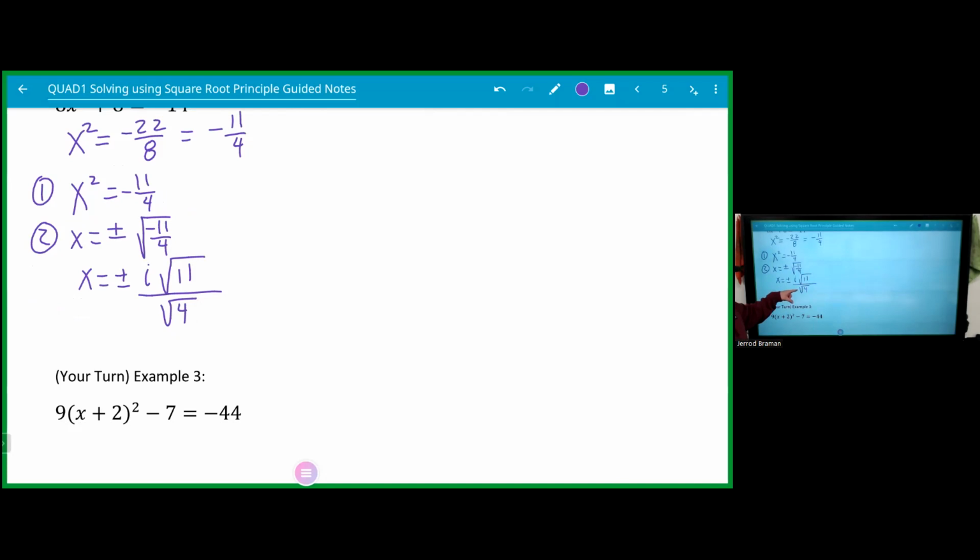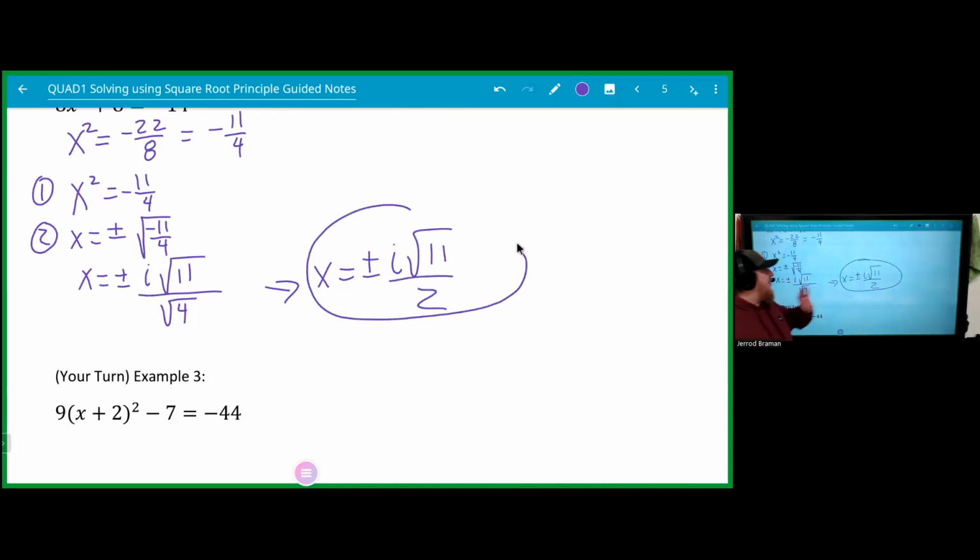I can simplify the square root of 4. The square root of 11, I cannot simplify because there's no perfect square other than 1 in the products that go to 11. So what you end up with is x equals plus or minus i root 11 divided by 2. And since there's no radicals in the denominator and nothing else can be simplified, that is our final answer for this one.